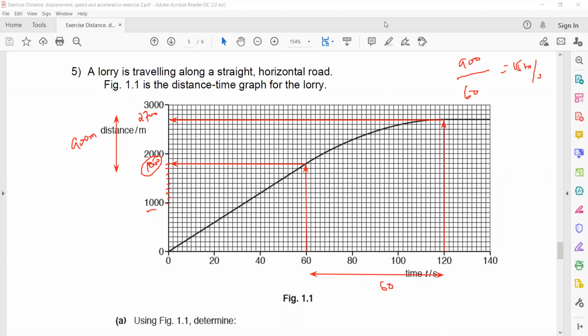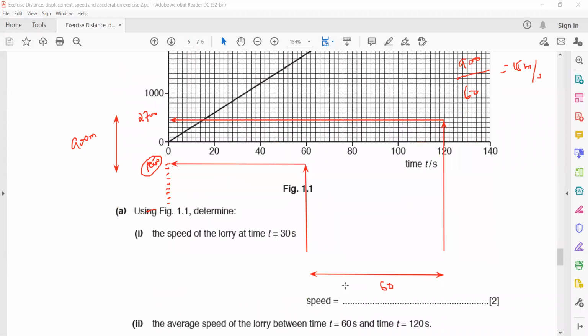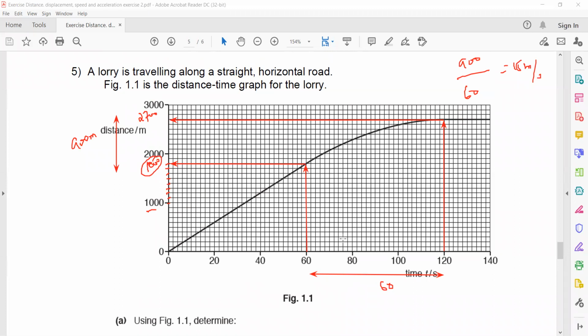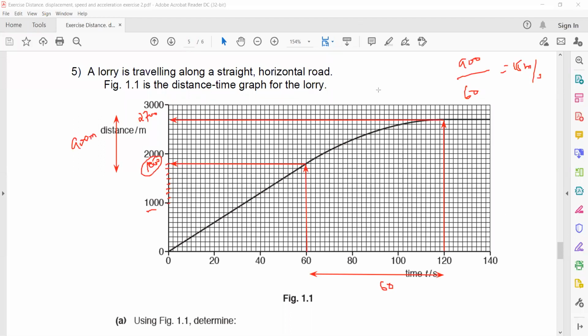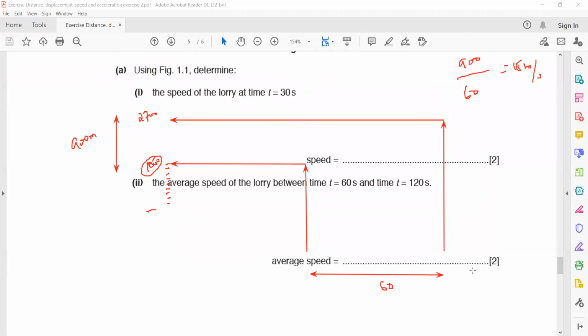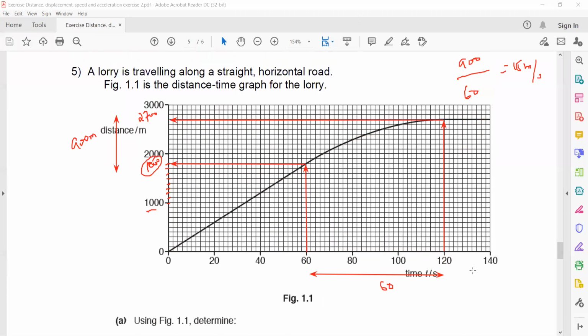As they asked for average speed from 60 to 120 seconds, they did not ask for the average speed of the total journey. If they ask for the average speed of the total journey, then I will take the final distance directly, which is 2700, and the final time, and divide total distance by total time. I'll get the average speed, but I will not use this method here, as they ask for the average speed from 60 seconds to 120 seconds. Is it clear, this part?